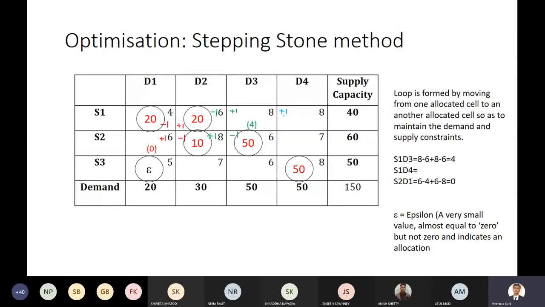Okay. So if I assume +1 here, then -1 will come here. +1 will come here, and then -1 will come here. I hope you know why I'm putting +1, -1.